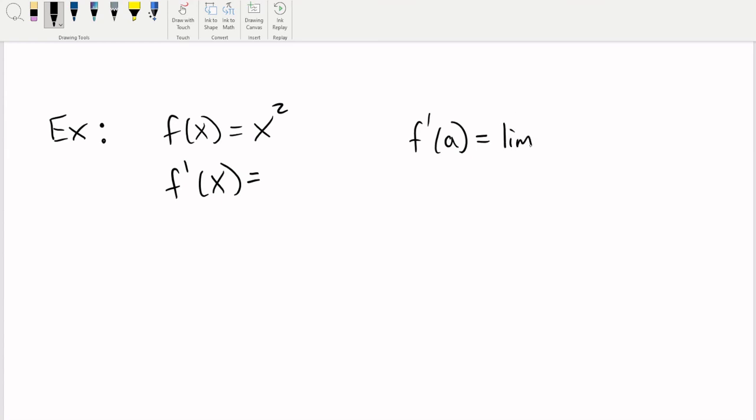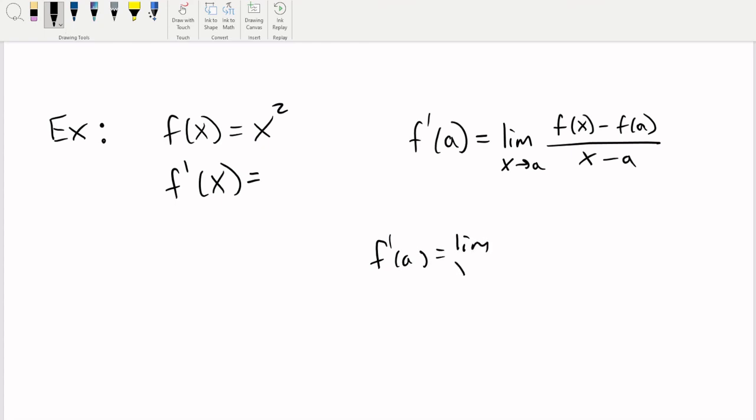So remember, this is the limit as, and then we've got a couple different ways to do this. Again, you can do x approaches a, or you can do h approaches 0, whichever one you want. f of x minus f of a over x minus a. Okay, so let's plug in here. So then f prime of a is equal to the limit as x approaches a of x squared minus a squared over x minus a. So I just plugged the function in.